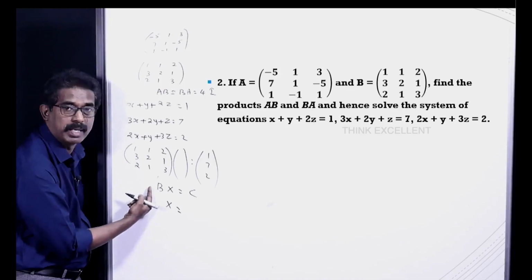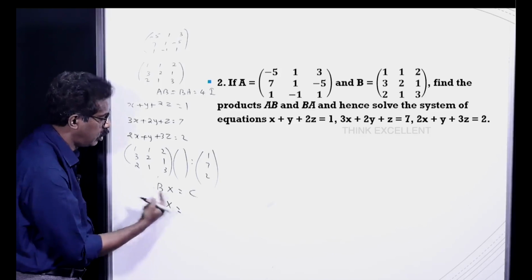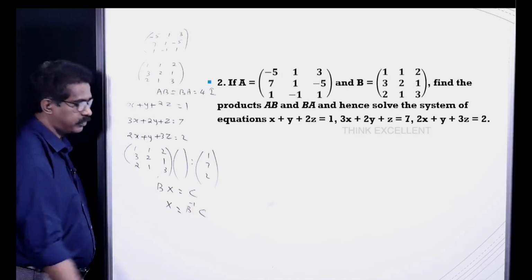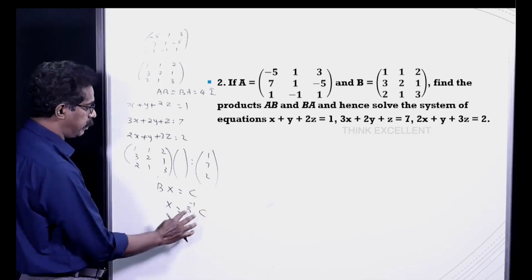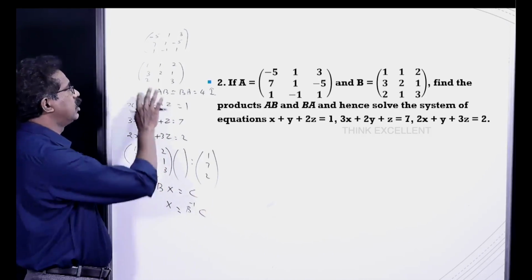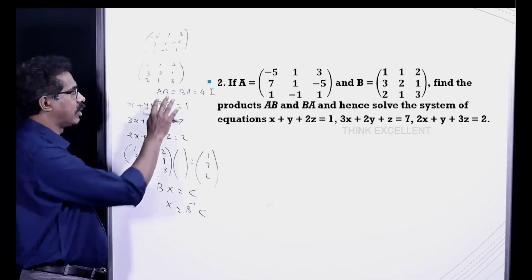So pre-multiply by B inverse. So B inverse into C. X is equal to B inverse into C. C, you know, this is C. B inverse we need. No need to find B inverse now. Listen, you can find it from here.